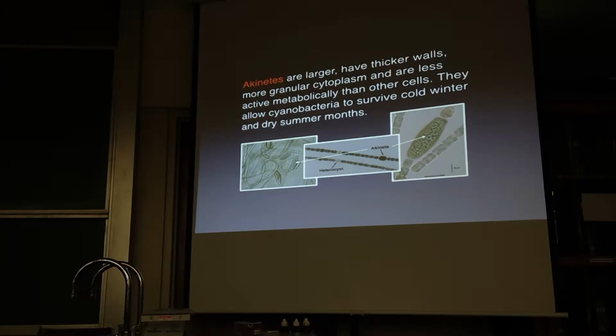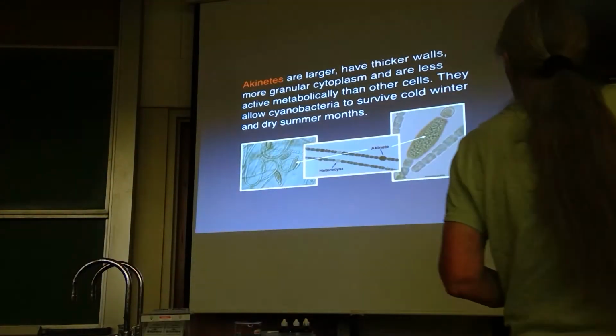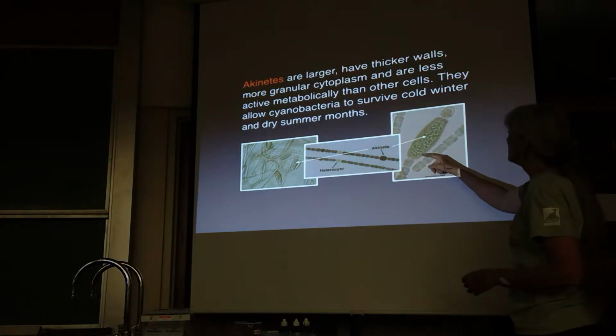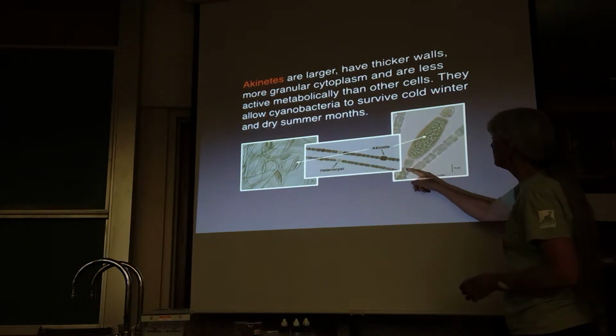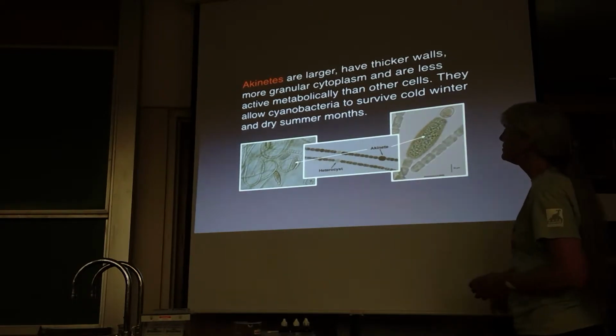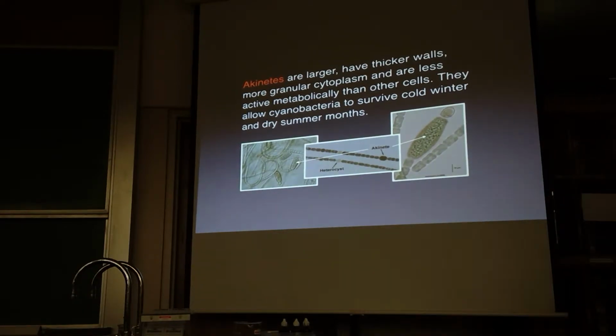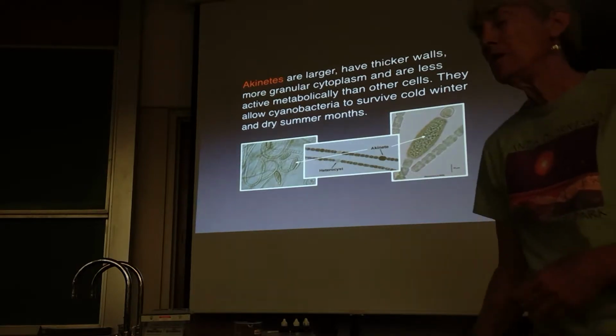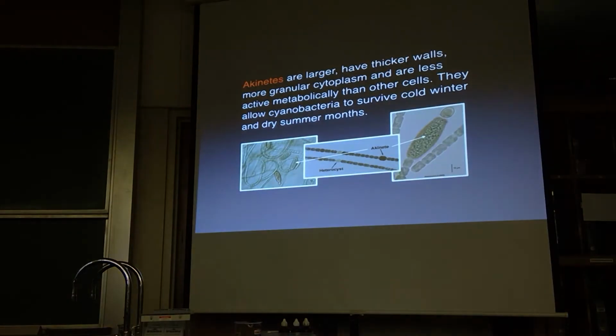Akinetes are larger than heterocysts. They tend to be somewhat long. So here you see an akinete, much larger than the vegetative cells. These are vegetative cells. This is a heterocyst. Sometimes akinetes and heterocysts are adjacent to one another, but not always. And that's another thing that we can look for when we look at the cyanobacteria prepared slides.